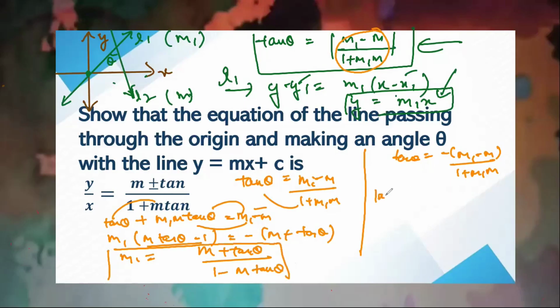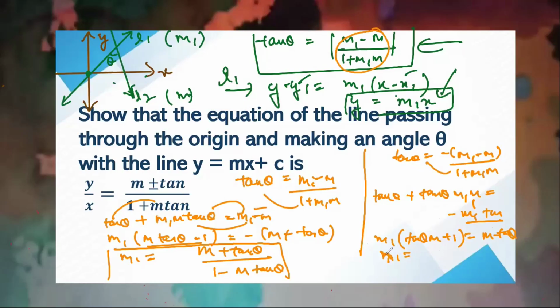From here, again, I will cross multiply. So it becomes tan theta times (1 plus m1 m) is equal to minus of (m1 minus m). Again, I'm taking m1 common, taking the negative m1 to the left-hand side, and m1 times (tan theta m plus 1) is equal to m minus tan theta. So the m1 value I got as m minus tan theta over 1 plus tan theta m.